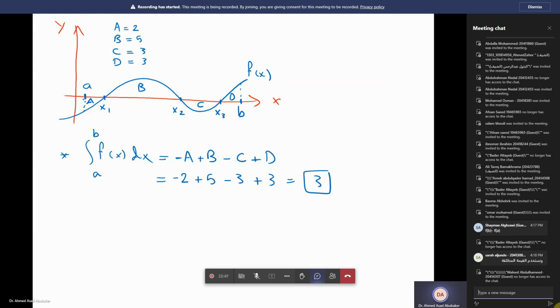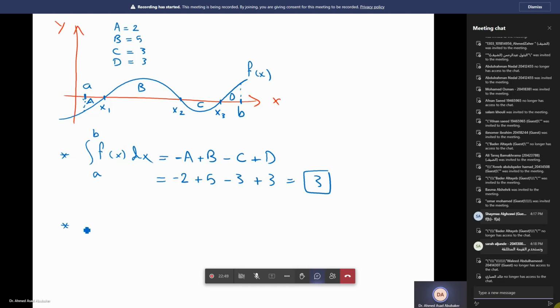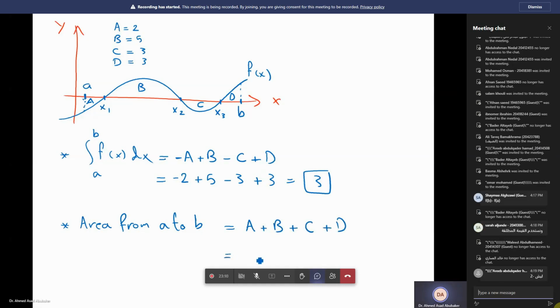But if we need to find the area from A to B, this is equal to what? This is equal to the area A plus area B plus area C plus area D. The value of A with absolute value is 2. The integration from A to x1 is -2 because this is under the x-axis, but with absolute value the area equals 2.